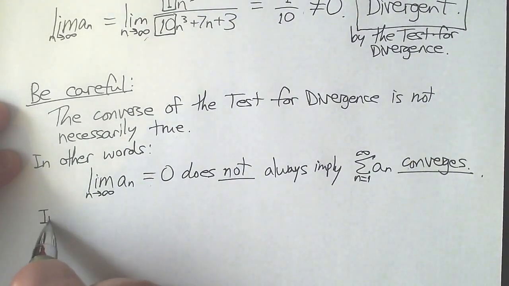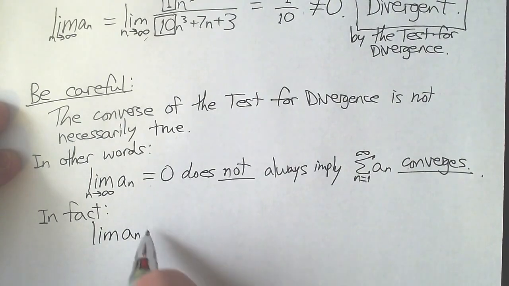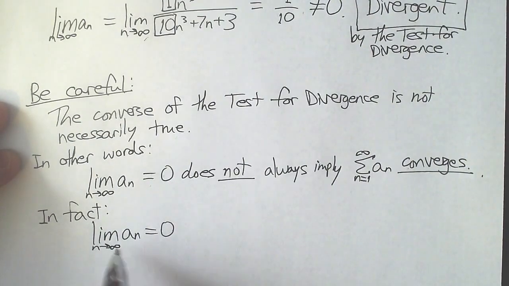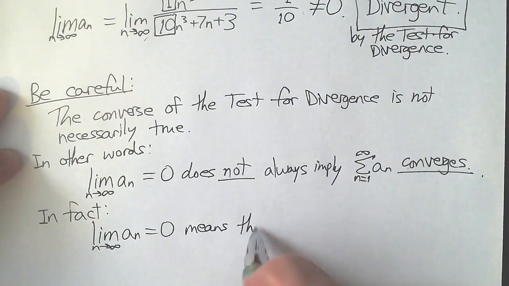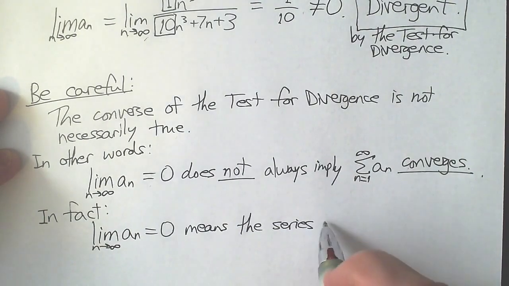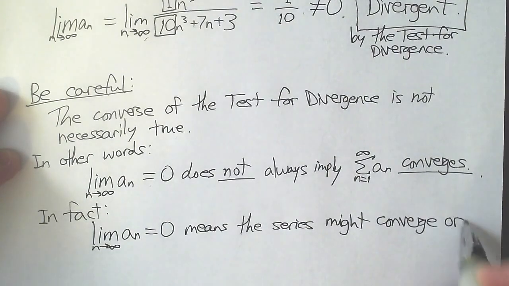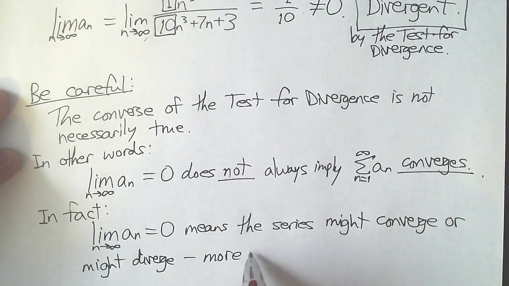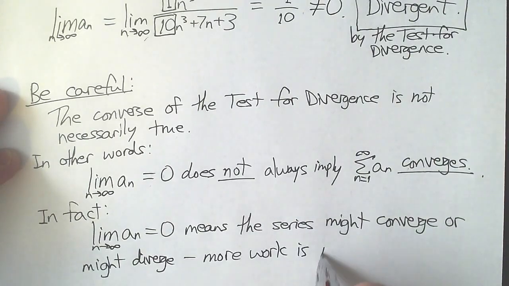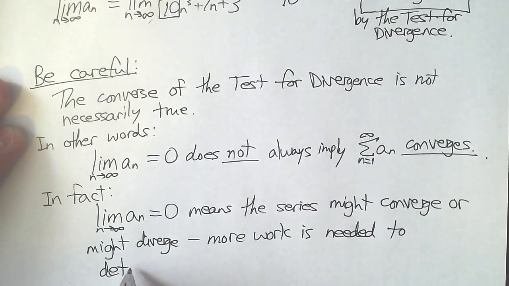So let me elaborate on this. In fact, if the limit of the ans equals 0, it means the series might converge or might diverge. More work is needed to determine which.